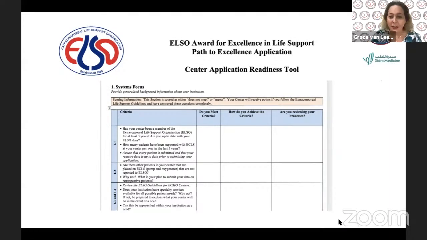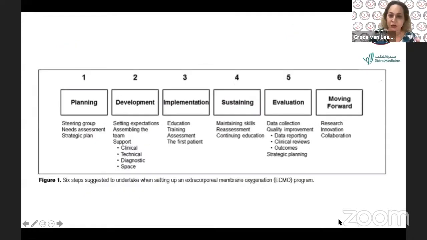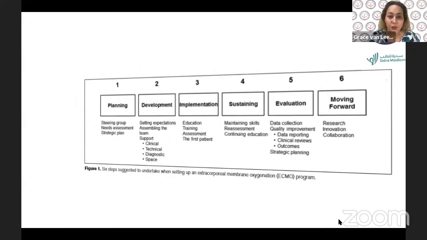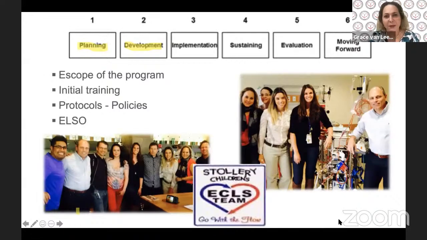So this is what the paper from PCCM tells you how you should develop an ECMO program, and this is how we did it in Brazil in our program. So first we decided what would be the scope of our program. We started thinking about mostly the cardiac patients. In the end, we used it mostly for septic shock and respiratory patients. We have a very big ICU in my former hospital, so in the end, we use ECMO a lot for this kind of patients as well.